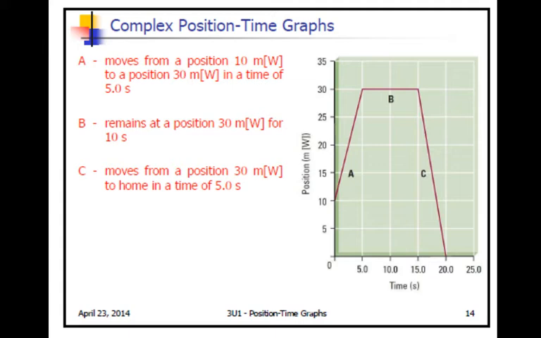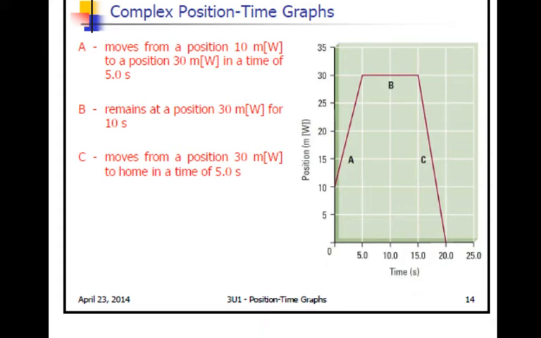For B, we're at 30 meters west at the start of the time segment, and we're at 30 meters west at the end of the time segment. So no motion occurs during the 10 seconds that we are in line segment B. For C, we are starting at 30 meters west, and we end up going home, which is 0 meters, after 5 seconds. Here, because we're going back home, we have a negative slope for C, whereas for A, when we're moving away from the home position, we have a positive slope.